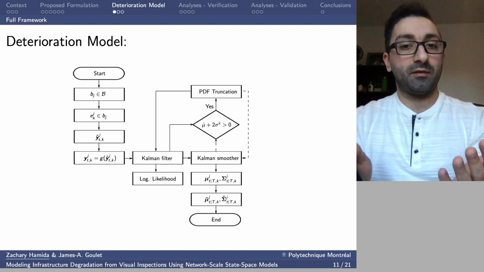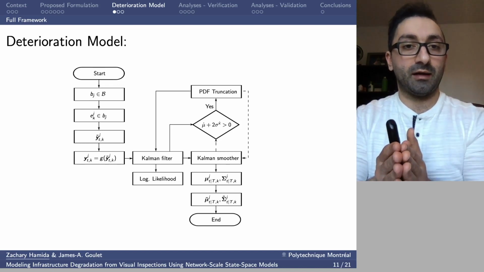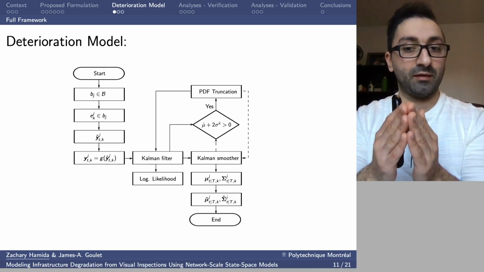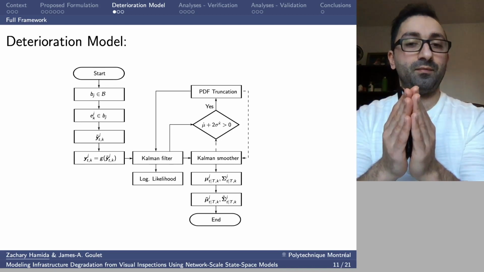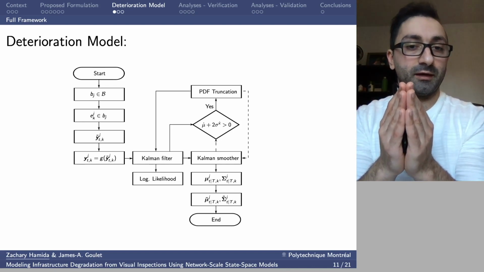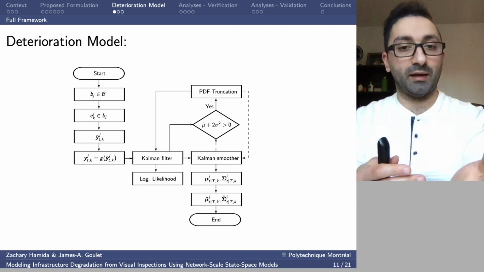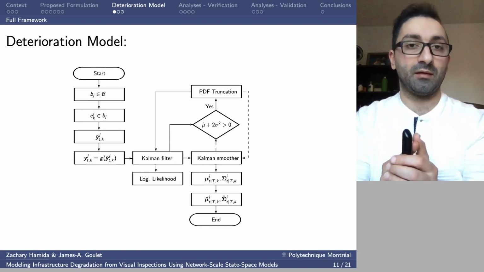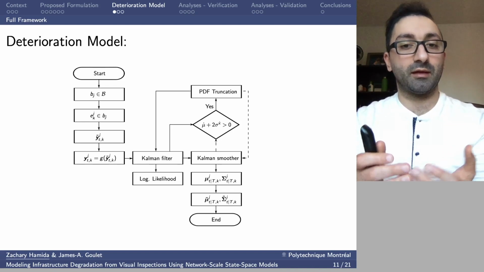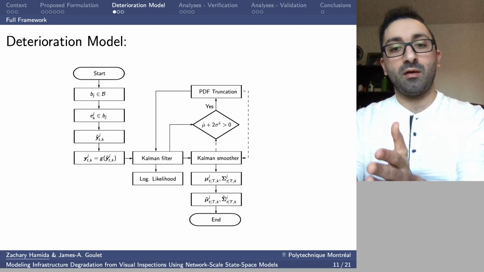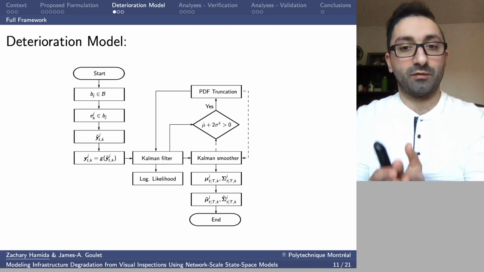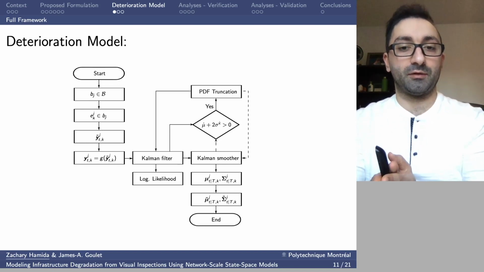Now, the PDF truncation method, what it really does is that if I have a state that violates a constraint that I have, then it truncates this state to be within the feasible domain. So we update the state in case of constraint violation. Now the same thing is also for the Kalman smoother. After the Kalman filter, we have the Kalman smoother. We also check after each time step to make sure that we are modeling a deterioration behavior.